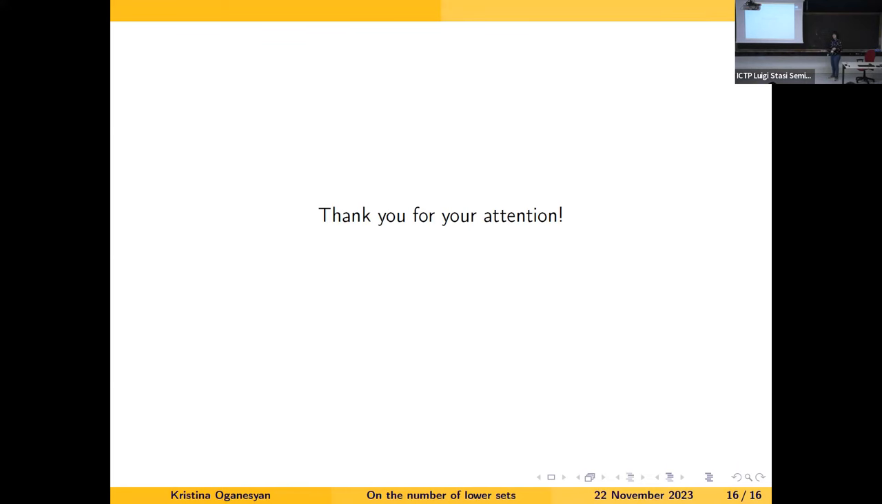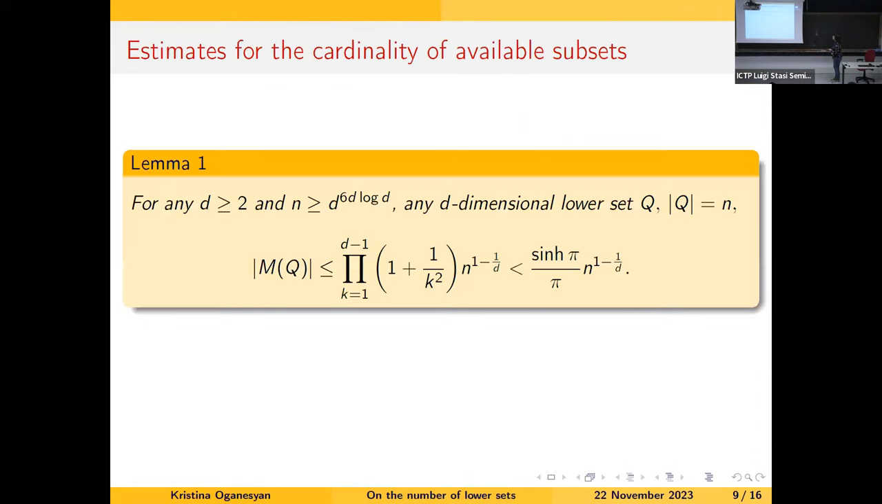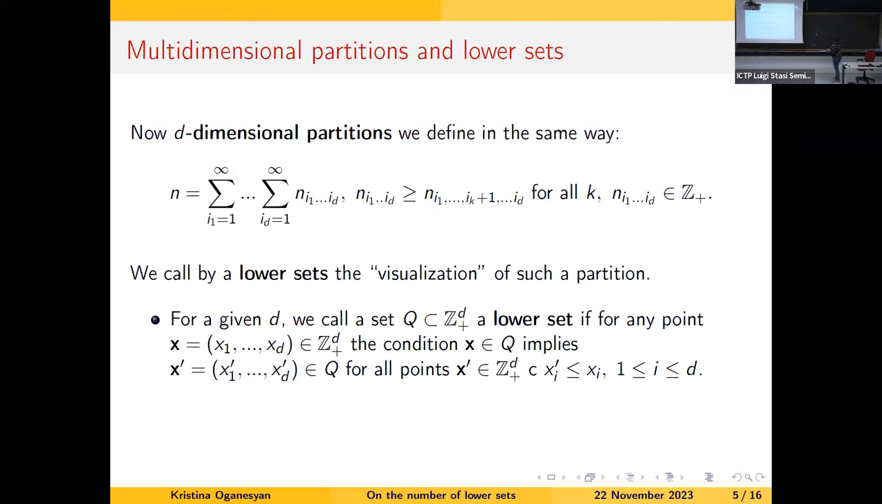Do you have other questions? Can you comment a little bit on this generating function, Kristina? What was the conjecture for the generating function at the beginning, and why it actually doesn't work? Since it doesn't work, do you have any kind of new conjectures about what the generating function could be?